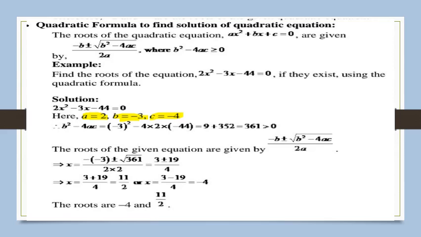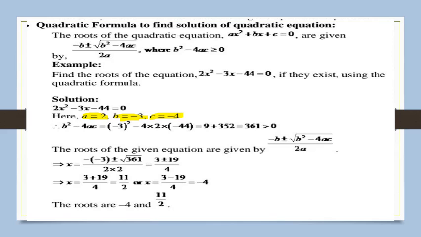So see here again one question which is based on this quadratic equation. Let's see here: 2x square minus 3x minus 44 equals 0. We have to find the solution of this quadratic equation. First we will write what is a, what is b, and what is c. Here a is equal to 2. b is equal to minus 3. We have to take the minus sign also. And c is equal to minus 44.